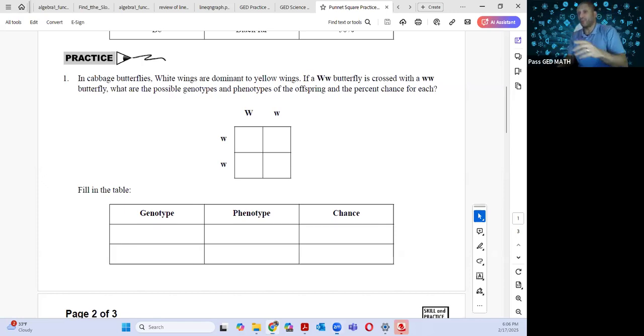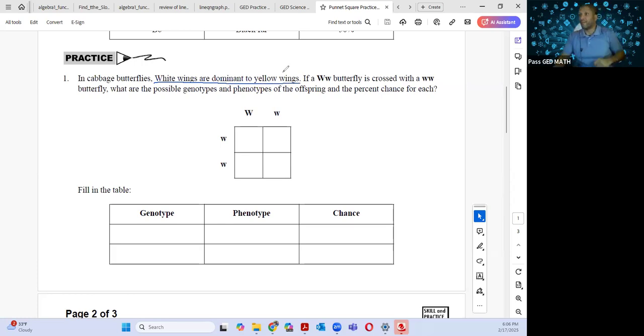So what you want to remember is when we talk about dominant and recessive genes, dominant are the capital letters, recessive genes are the lowercase letters. Also remember, a dominant gene will take over. In this case, it says white wings are dominant to yellow wings, so we're going to underline that.